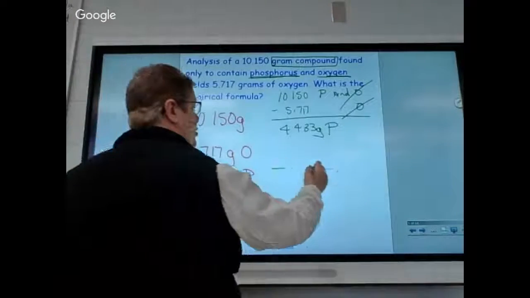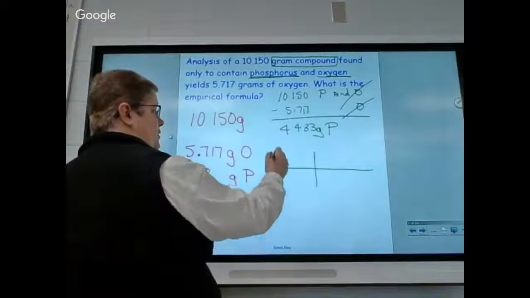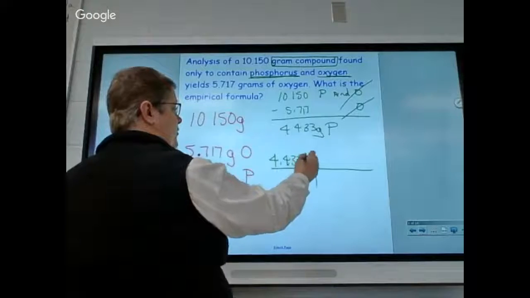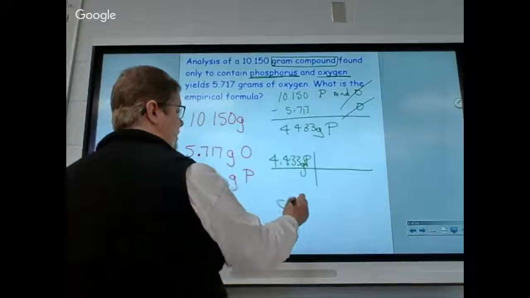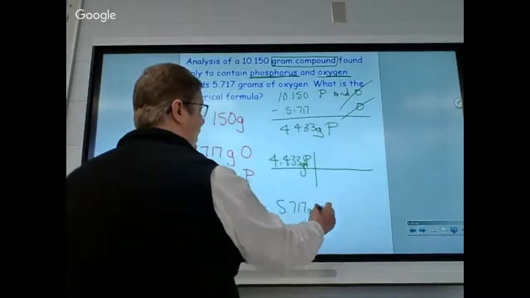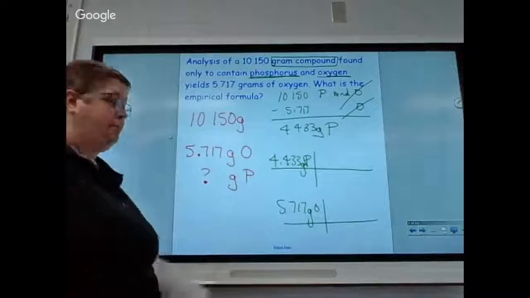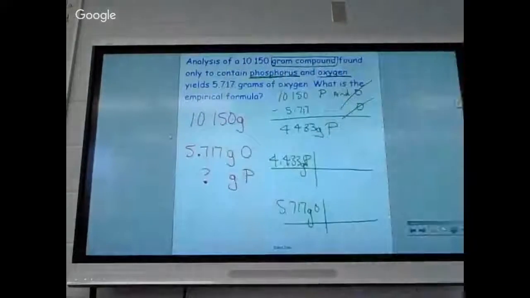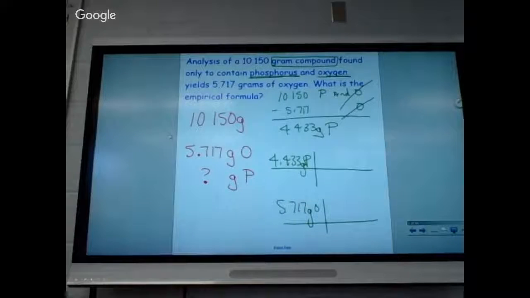So now I can set up my two charts. So how much do I have for phosphorus? 4.433 grams of phosphorus and 5.717 grams of oxygen. All right. You take those two and find me the formula. You finish the question. Tell me. Come on. Find me an answer.